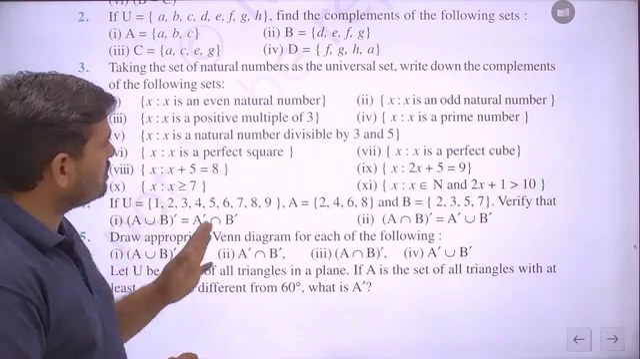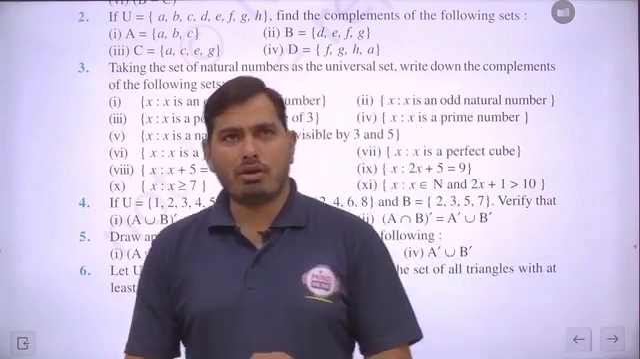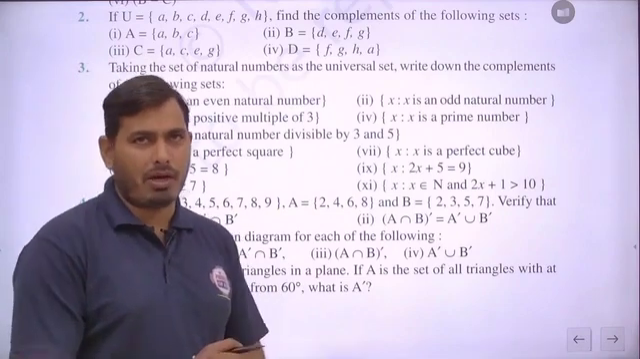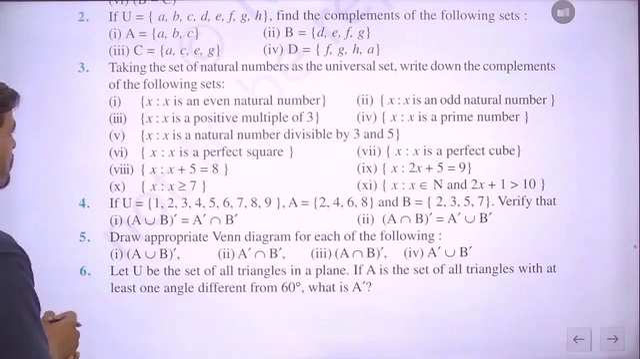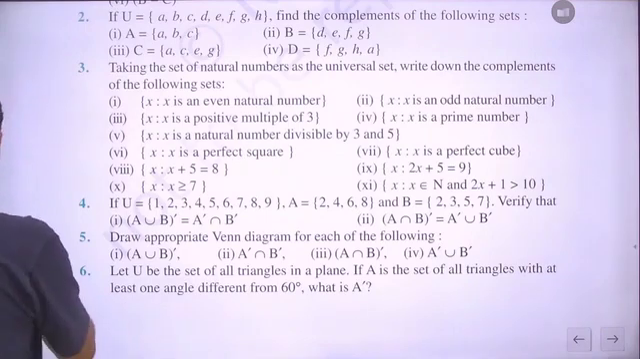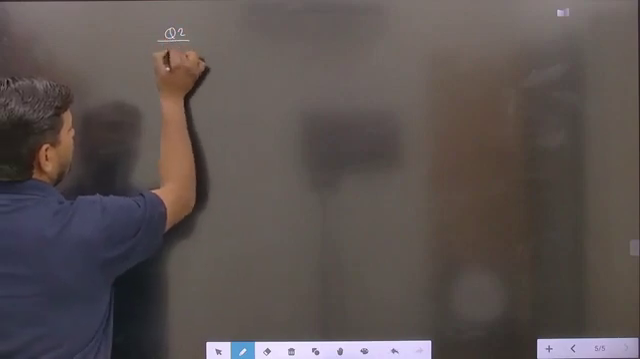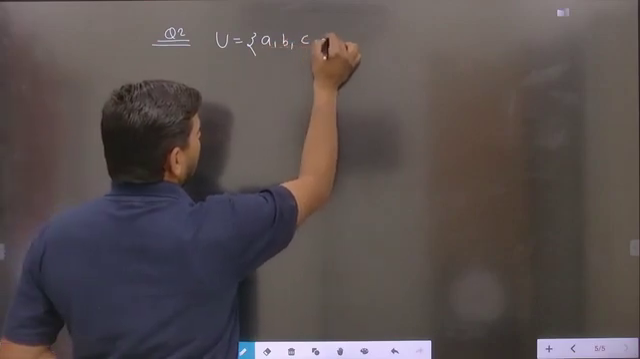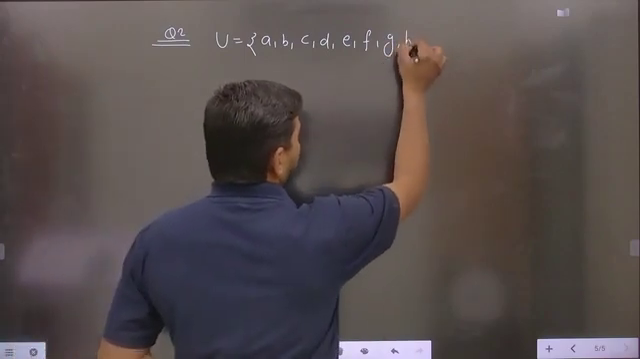So these are the 4 questions, where A, B, C and D are 4 subsets, and we want to obtain the complement of each, so you can easily obtain the complementary part, there should be no problem. Is it clear? First of all I will take this question, and we will start question number 2 here. In this question the universal set U is given as A, B, C, D, E, F, G and H. Is it clear?